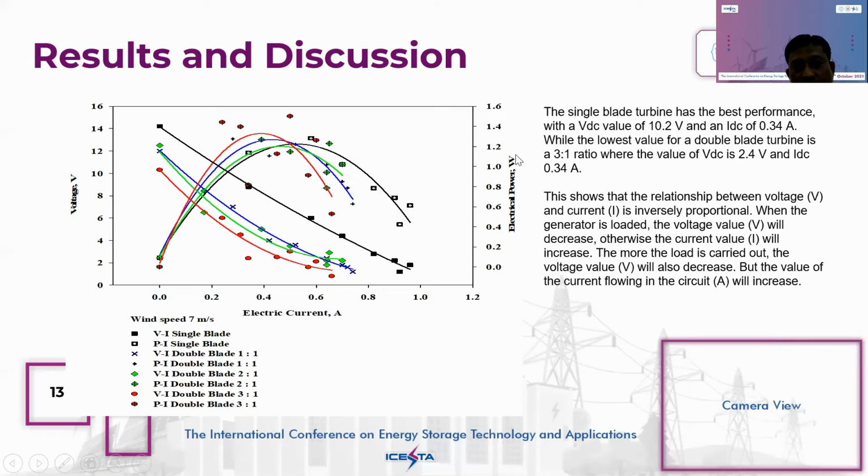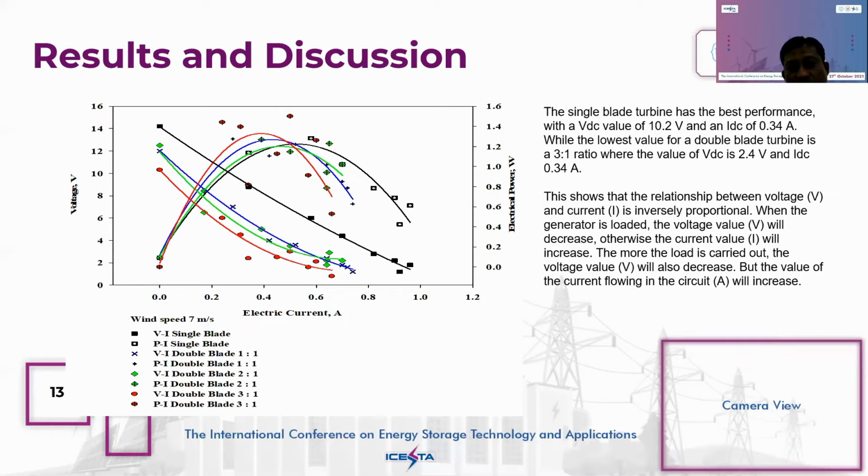Voltage, current, and the power. The single blade also has the best performance, with voltage 10.2 volt and the current 0.34 ampere. This curve shows that the relationship between voltage and current is inversely proportional.